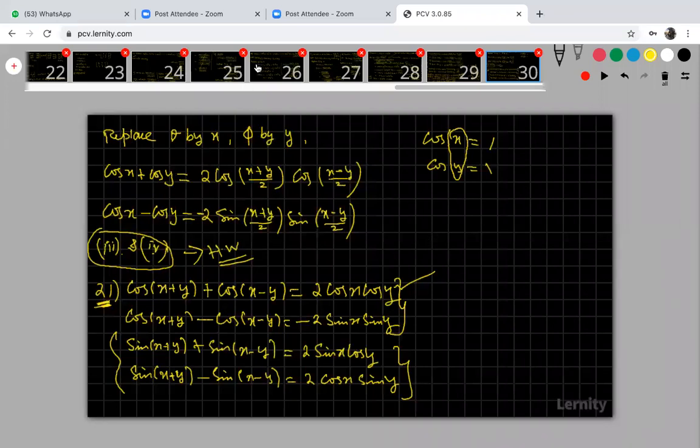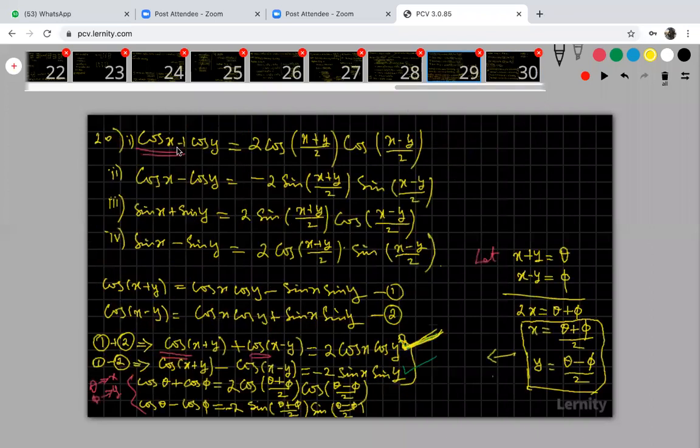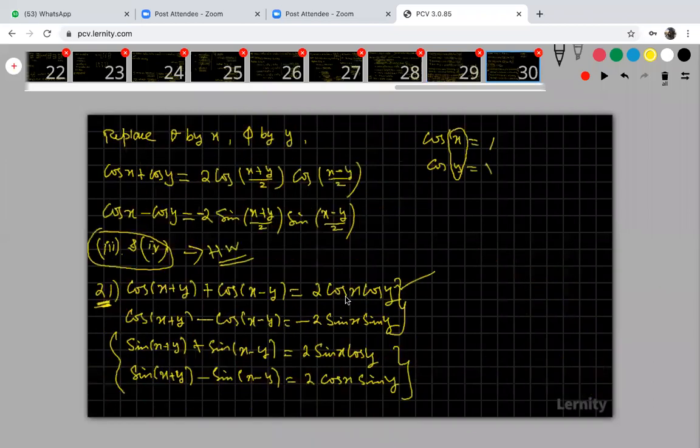No, the 20th and 21st identities are not the same. Look at that. Your 20th identity is cos x plus cos y equal to 2 times cos of x plus y by 2 times cos of x minus y by 2. But look at this: 2 times cos x cos y is cos x plus y plus cos x minus y. The 20th and 21st are different, not the same. Please try to understand. Try to complete those identities as homework today.